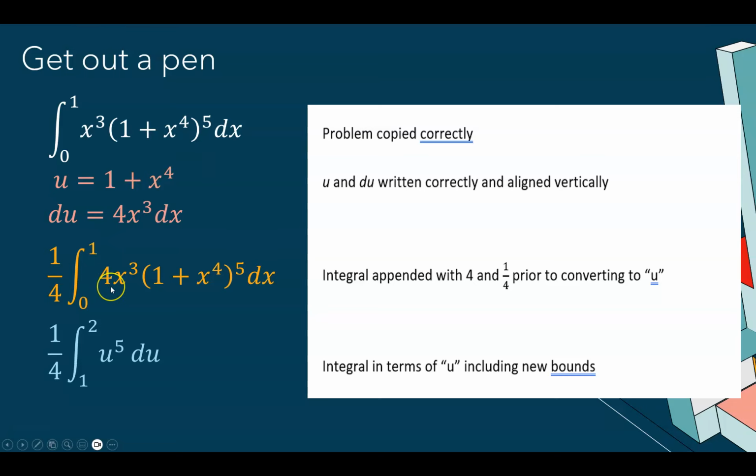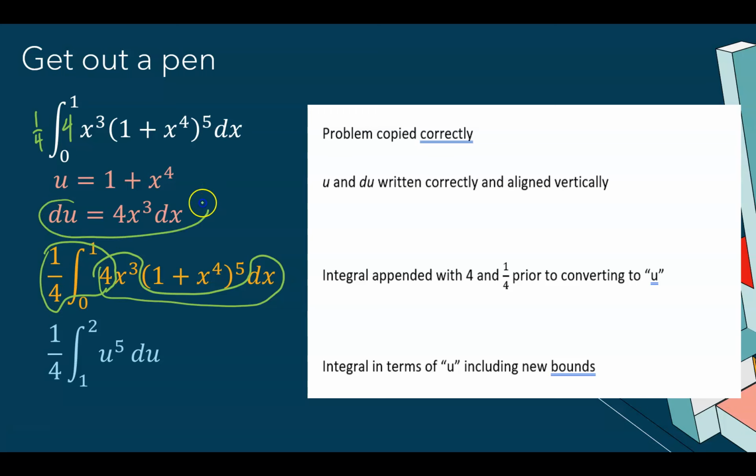And whether you did it down here or not, I expect to see, and we'll put it up here because both are acceptable, one integral that still has x with a 1/4 and a 4. Mostly the 4 because I want you to be doing direct substitution. You know, this du says if you want a du, you need a 4x cubed dx. So make sure you have a 4x cubed dx.